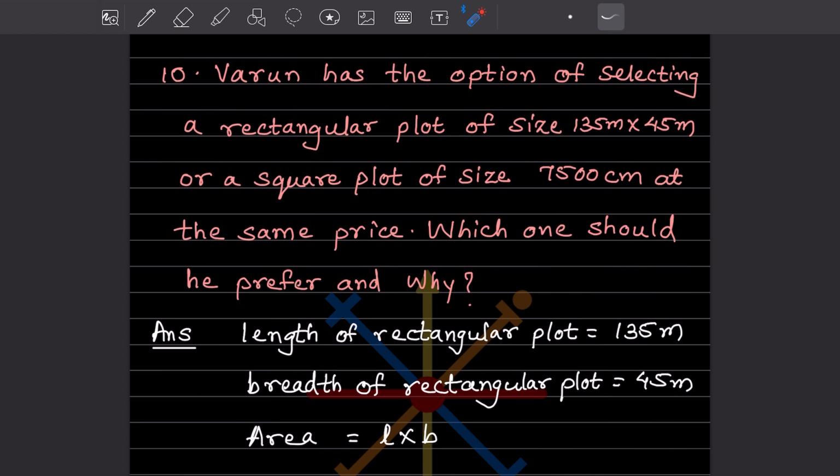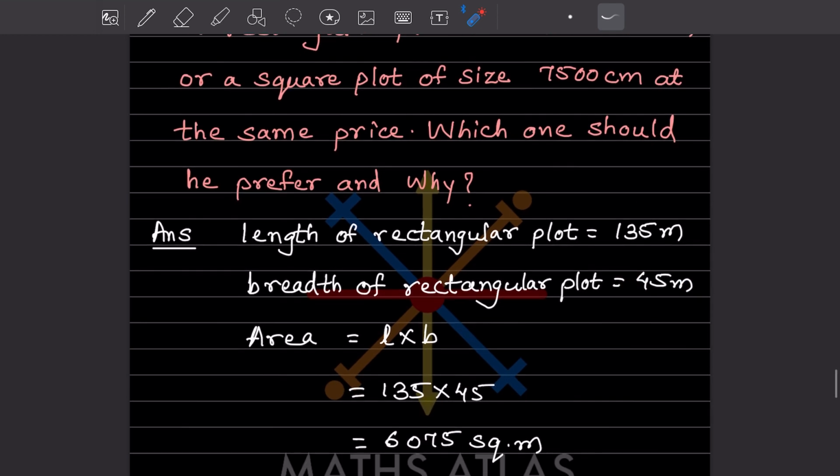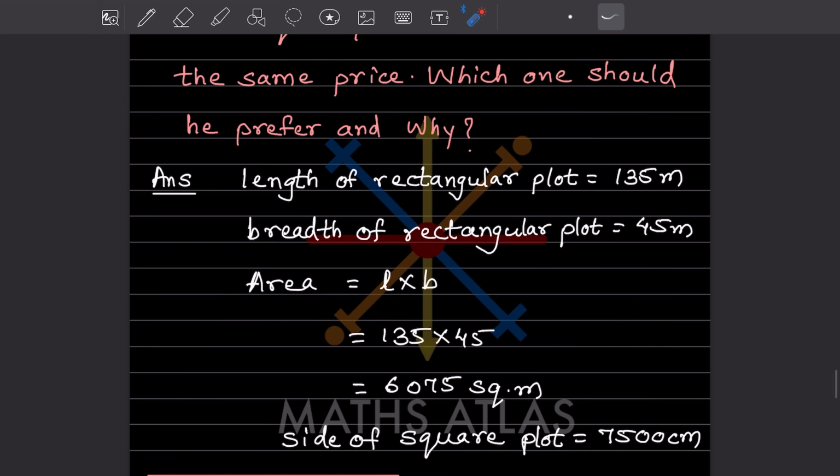So first thing, let us see the first part, that is the rectangular plot. So length of rectangular plot, this should be written because it's a word problem. Whatever I have written, those things are all important, so just note down. Length of rectangular plot is 135 meter and the breadth is given as 45 meter. So first thing, what are we going to do? You are going to find out the area. Area is length into breadth. So that is 135 into 45. So that comes to 6075 square meter.